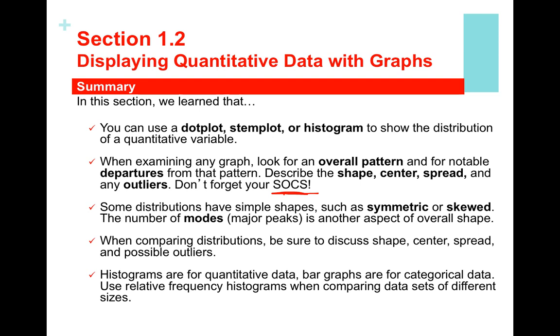As far as the shape goes, we had talked about roughly symmetric, skewed left and skewed right. And then remember, sometimes we had the graphs that were called bimodal, where you had two peaks. You could potentially have more than two peaks, and you would just identify as such. Again, describing all of those potential pieces when you're describing a distribution should be in complete sentences and should also be in context. And then just remember the difference between histograms and bar graphs. Histograms for quantitative, bar graphs for categorical.